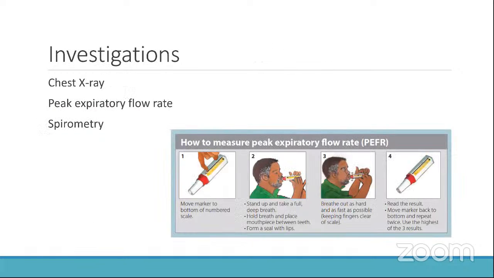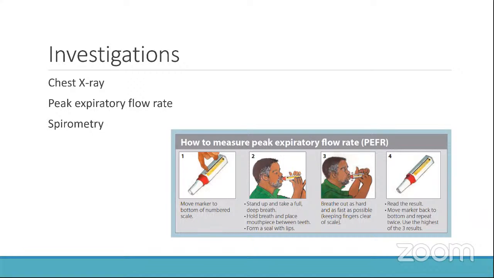Based on the clinical features that you find in patients, here are the investigations that can be done in these patients. You can do a chest X-ray. You can look for features of COPD, and you can also exclude other diagnoses and comorbidities. Then you also have peak expiratory flow rate, which is usually used in clinics to assess if patients are controlled on treatment. Here's a diagram demonstrating how they measure the peak expiratory flow rate in clinics. And then finally, there is spirometry.